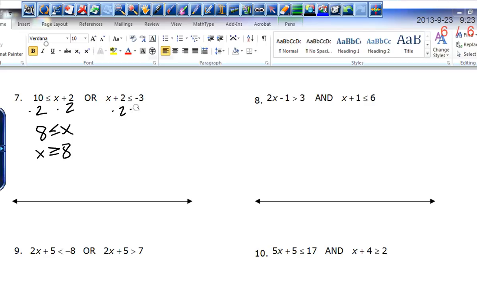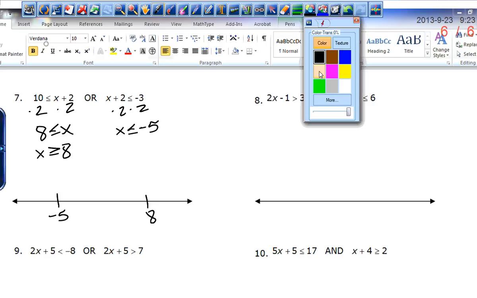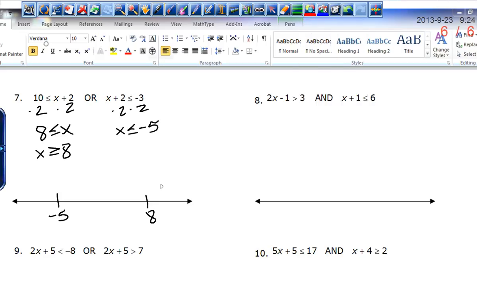Here I'm subtracting 2 from both sides. So x is less than or equal to -5. Good. I find -5 on my number line. I find 8 on my number line. Alright, so it's an or, so it should look kind of like the arrows going to either end. Let's see if it works out. Bigger than or equal to 8, that means closed circle on 8, going to the right. Less than or equal to, closed circle, going to the left. And my picture does.